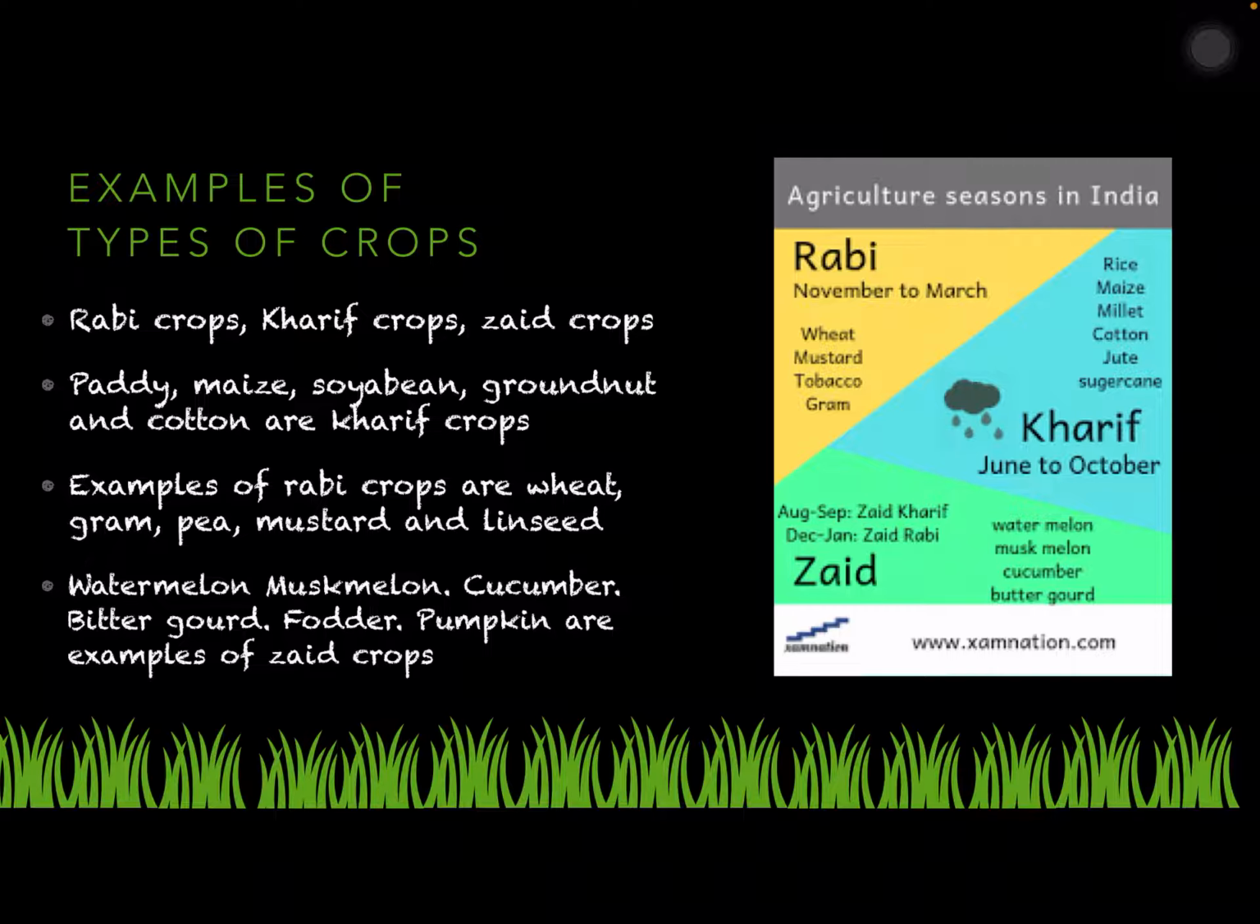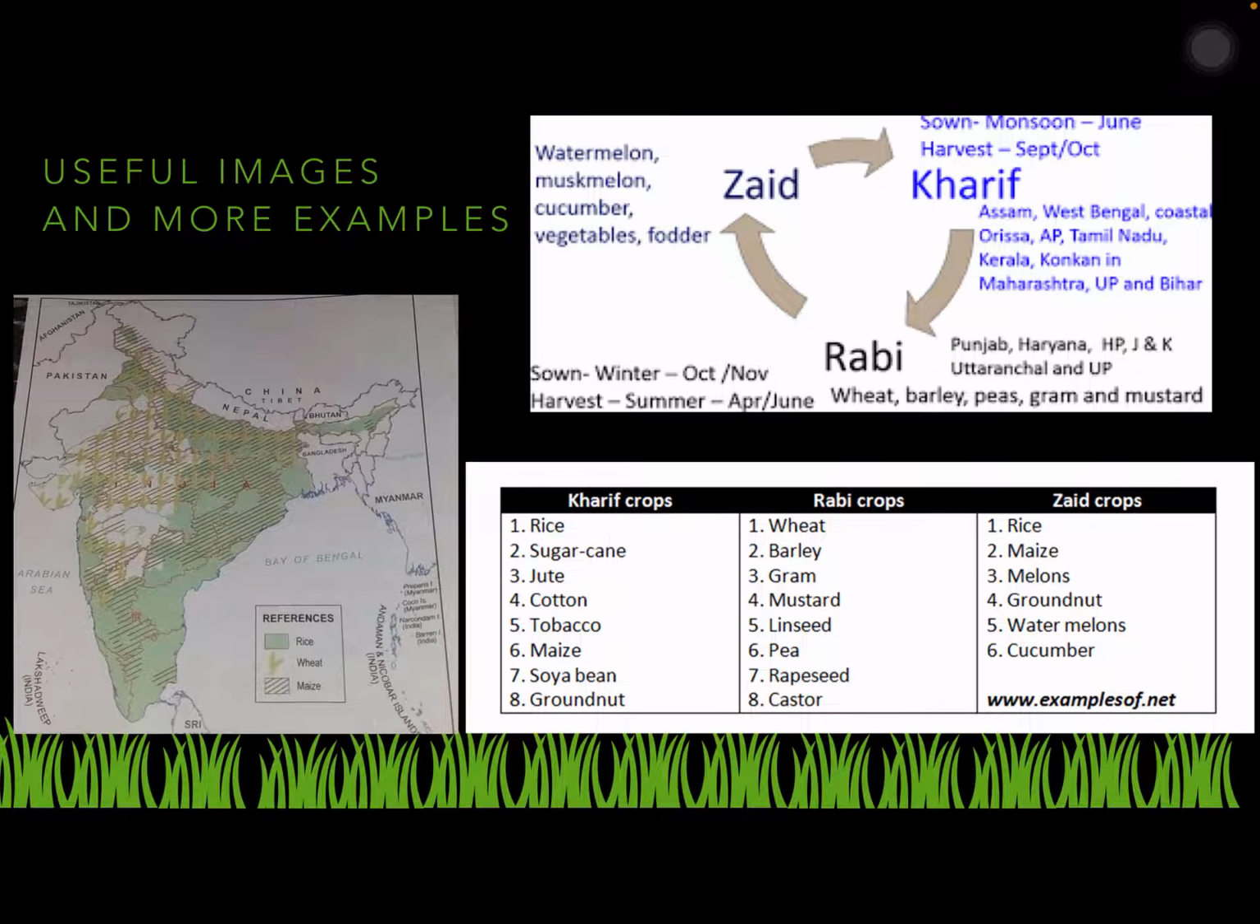Now, let's see a few useful images that will help our understanding even better. On your left, you can see a map of India where different types of crops are grown. And what you can notice is rice is the major crop grown throughout India.